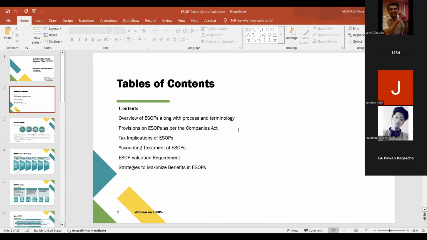And what will be the accounting treatment of ESOP as per Ind AS and the guidance note on share-based payment, what are the valuation requirements as per Income Tax and as per the Companies Act, and what will be the strategies by which we can maximize the benefit in ESOP.